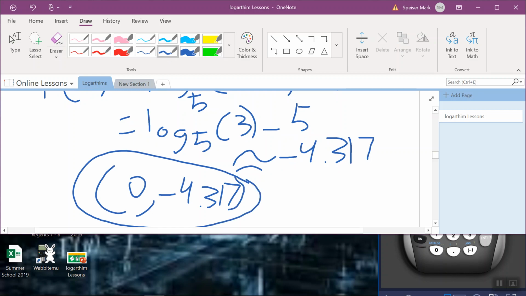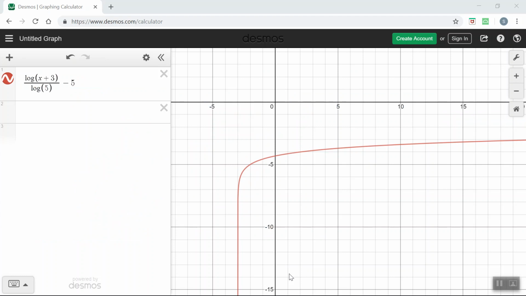And to illustrate this on the graph, you graph this function, log base 5 of x plus 3, minus 5. Desmos can't let you graph log of any base but 10, so you set it up as a change of base form, log of x plus 3 over log of 5, minus 5. And you'll notice that our y-intercept is exactly what we said it was, at negative 4.317.